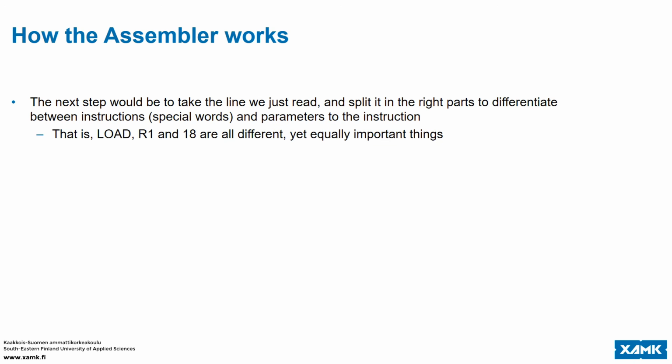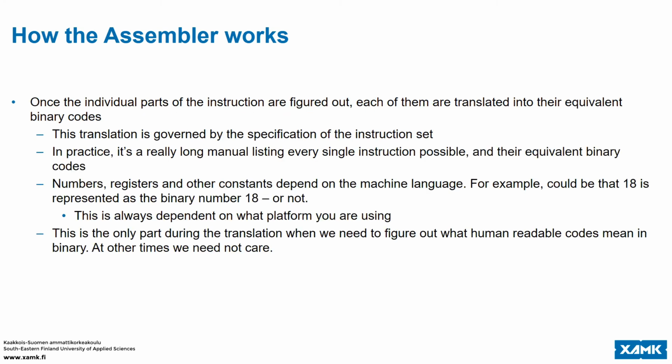So the first step would of course be to take this line that we have just read and split the different parts in the instruction, so that load, R1 and 18 are all different yet equally important parts of this individual line of code. Once we have figured out what the individual parts of the instruction are, each of them is translated into its equivalent binary code. And this translation is done by using the specification of the binary instruction set.